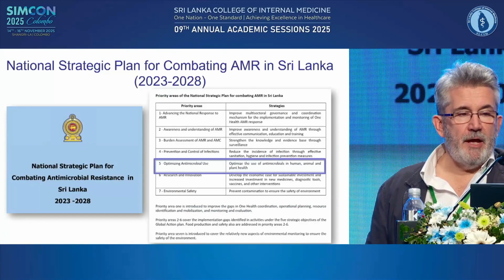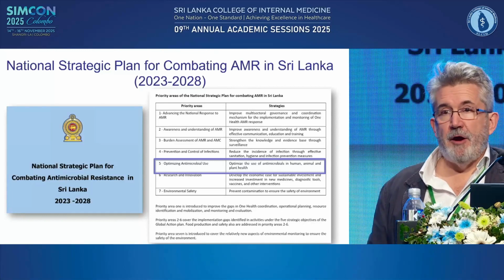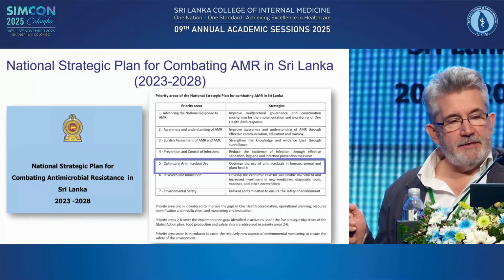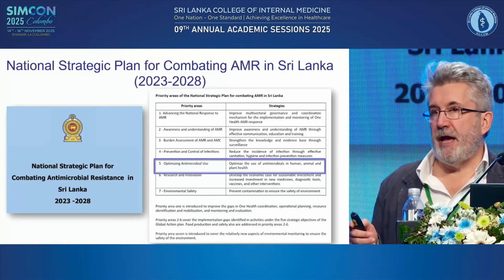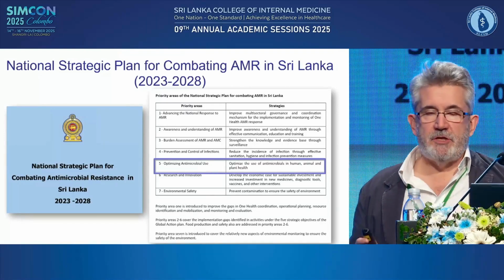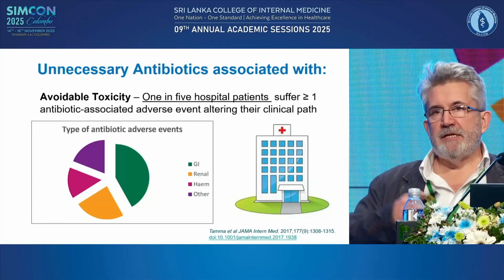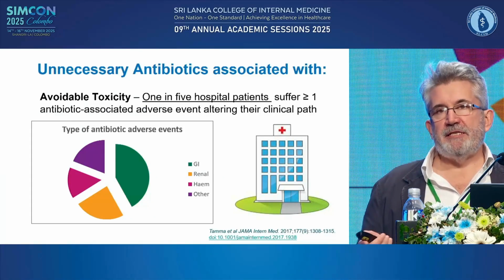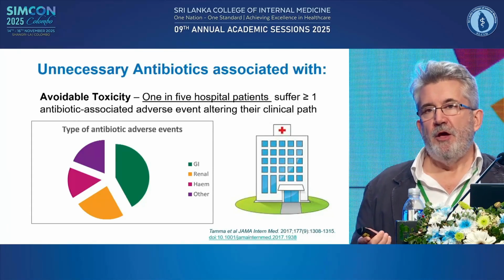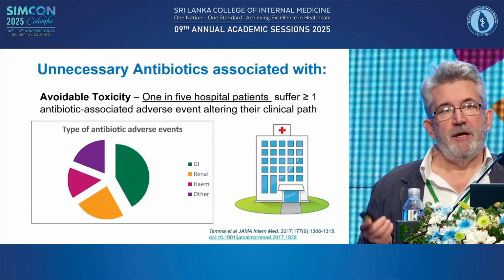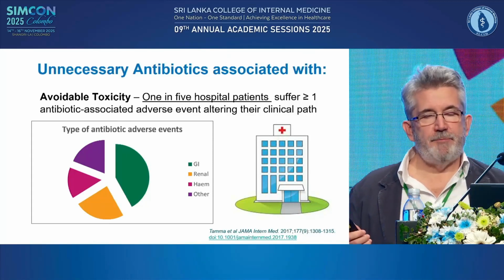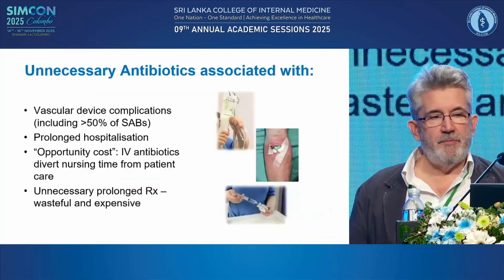And here's the national strategic plan for combating AMR in Sri Lanka. I'm pleased to see that this is a One Health plan, and that antimicrobial stewardship and optimizing antimicrobial use in your country is really central to this document. Now, as physicians, you all know that unnecessary antibiotic use is not just associated with antimicrobial resistance, but 1 in 5 patients who come into our hospitals and get an antimicrobial will get some sort of adverse event as a consequence of the antibiotic. So this is another good reason to use them more responsibly.